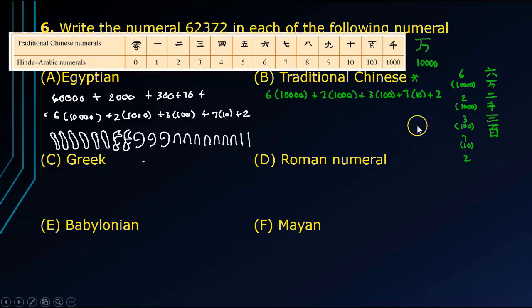I'm going to have 7 10s, so 7, and then followed by this. And then I'm going to have 2 1s, which is just going to be that symbol again. And so there is the traditional Chinese number for 62,372.